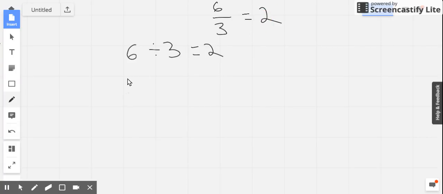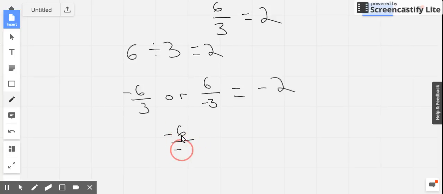If either one of those numbers is negative, so if it's -6 over 3 or 6 over -3, those are both going to equal a -2. And just like multiplication, if both are negative, it's going to result in a positive 2 again. And the same rule applies. If there's an odd number of negatives in the expression or in the term, you're going to have a negative result. If there's an even number of negatives, 2 or 0 or 4, it's going to be a positive result.